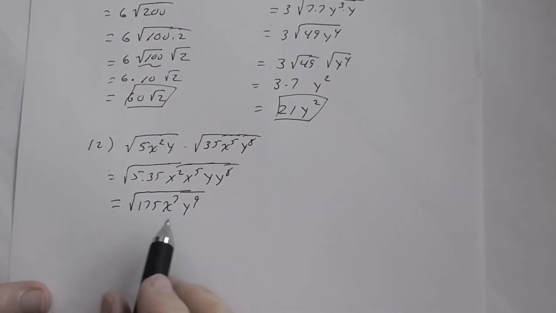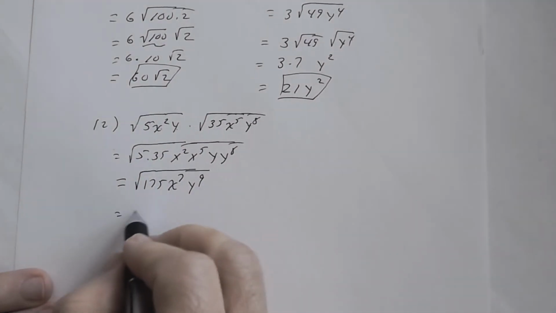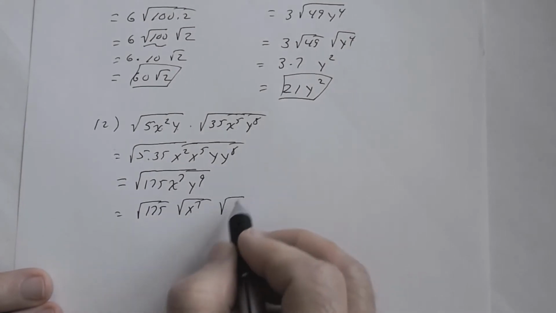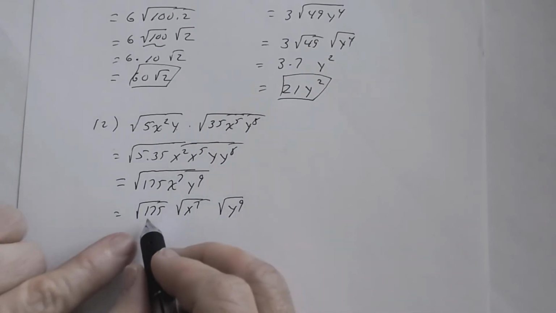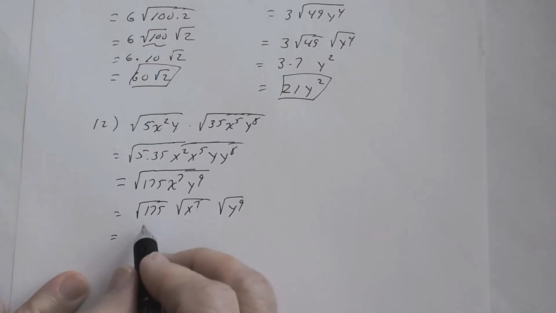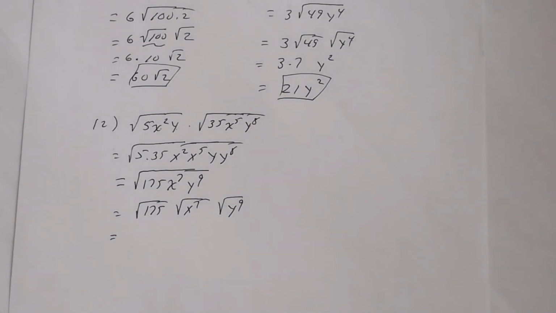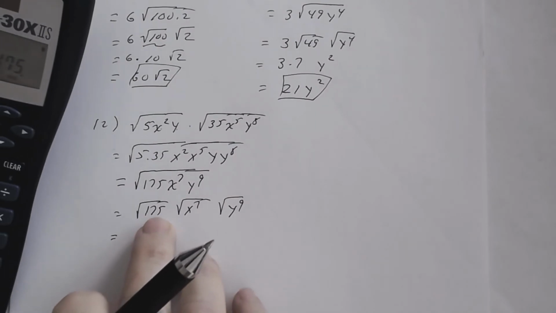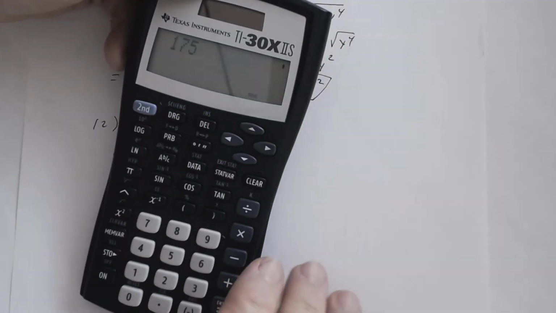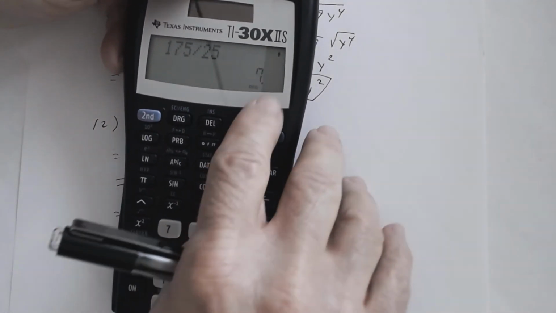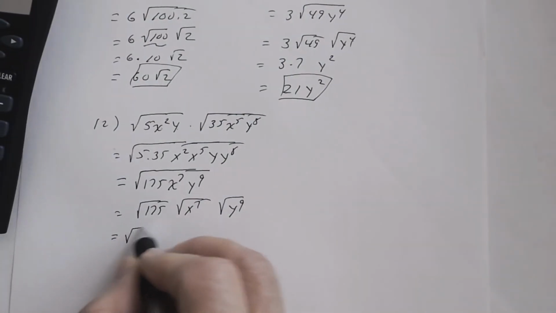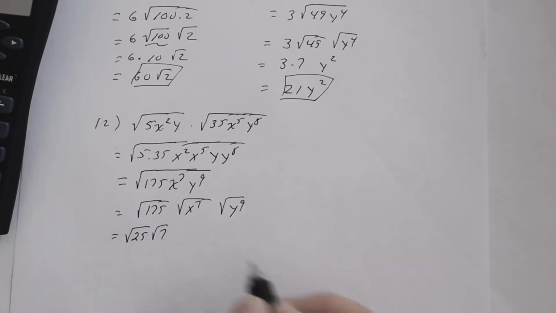So to simplify this, I'm going to use a product rule again. So I'm going to get the square root of 175 times the square root of x to the 7th times the square root of y to the 9th. And then let's go ahead and deal with each one. So let's look at the square root of 175. For 175, it looks like 25 will go in, because of the last two digits 75, but is that the largest? Let's see, I'm just doing 175 divided by 25, and I get 7. Yes, and so the only perfect square that goes into 7 is 1. So I'm going to rewrite this as the square root of 25 times the square root of 7.